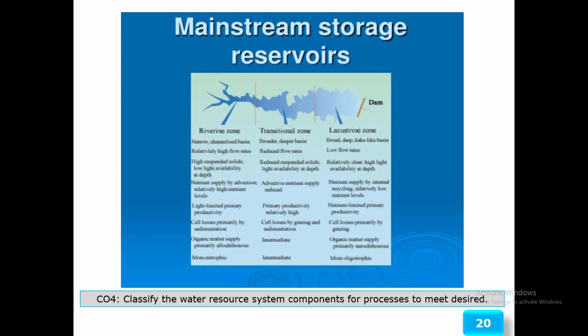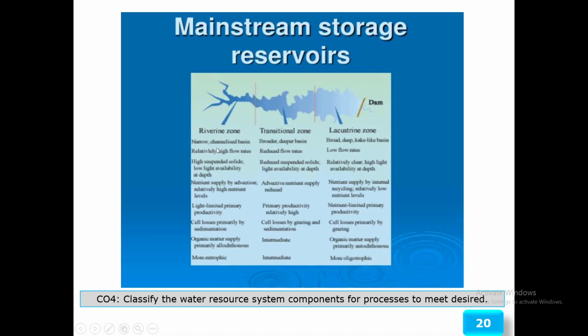Then in the mainstream storage reservoir, see the riverine zone, the transitional zone, then the lacustrine zone. So it is separately different within the same lake, from zone to zone. Here the river zone occurs, whereas this is a transitional zone, then the lentic zone. So the flow of water will be different from one area to another area. See how much it differs from one area to another, zone based. So here the dam construction will be seen.